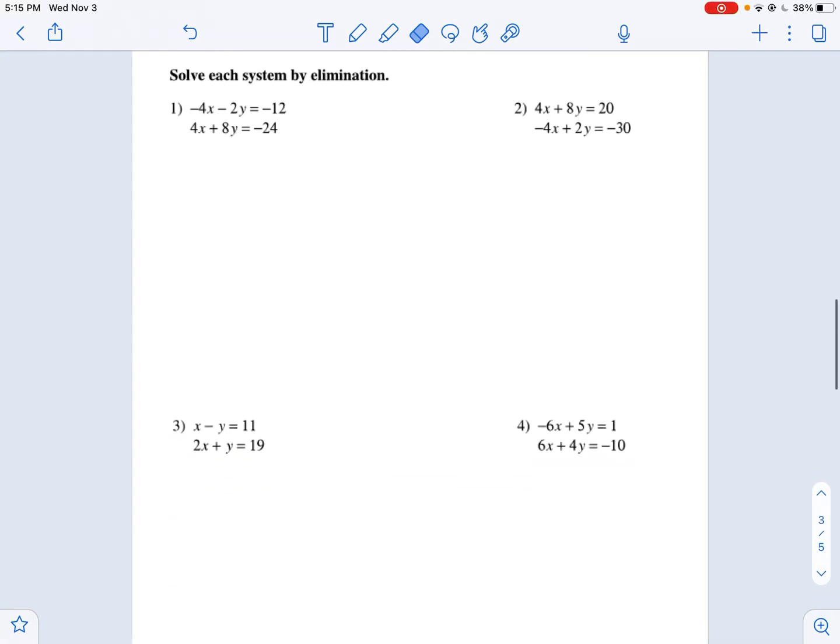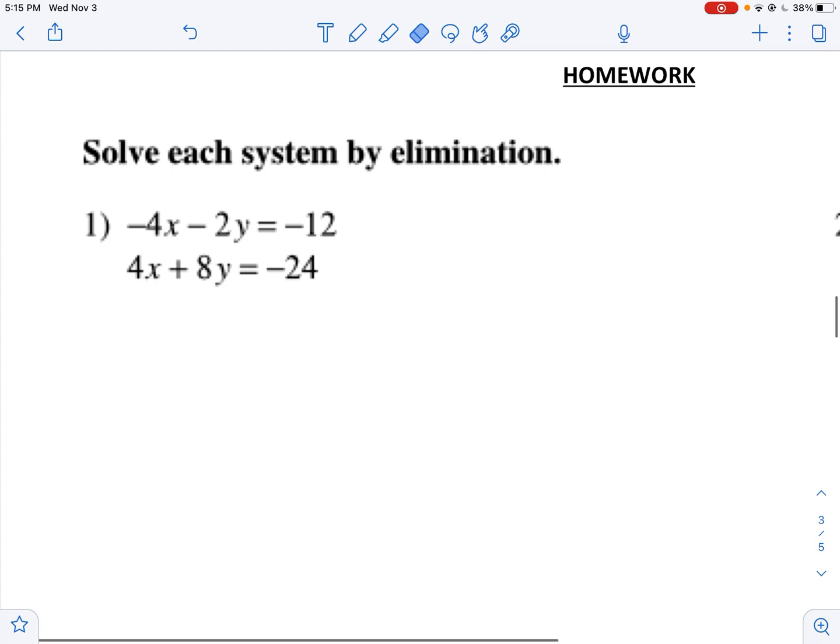In this video, we're going to solve systems of equations by elimination. What this means is I'm going to try to eliminate one variable, or cancel out, or reduce to zero, or whatever you want to call that, but elimination is our process. I'm going to try to get rid of one variable.